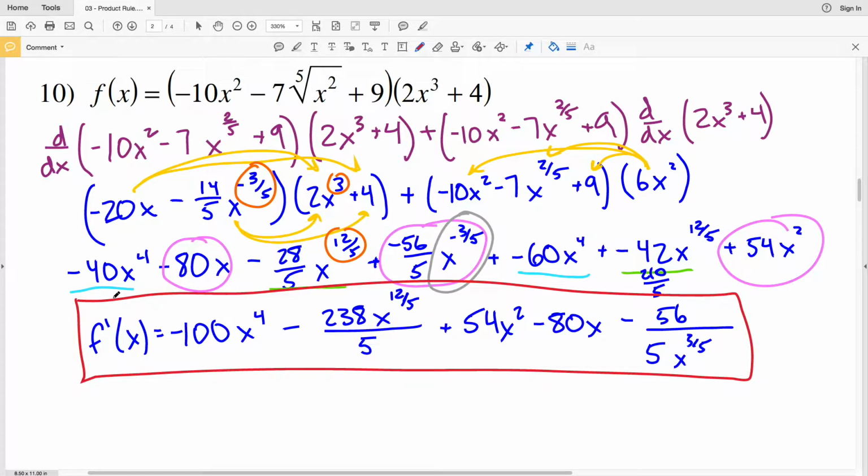So my solution in number 10 is negative 100x to the 4th minus 238x to the 12/5 over 5 plus 54x squared minus 80x minus 56 over 5x to the 3/5. Now let's move on to number 11.